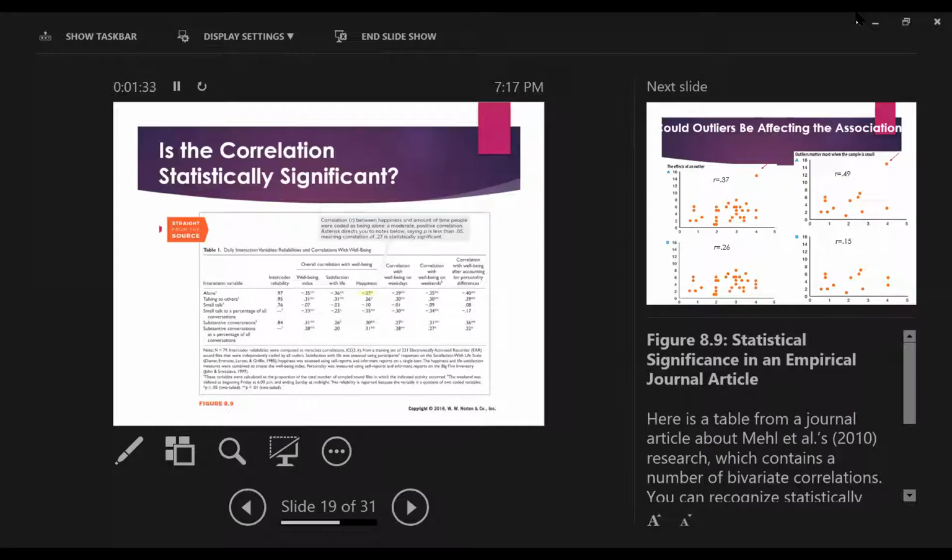So when we start looking at correlations, we have to try to ask ourselves, is it actually significant? Now, specifically with this one, this is, again, social sciences. We're looking at smaller numbers.